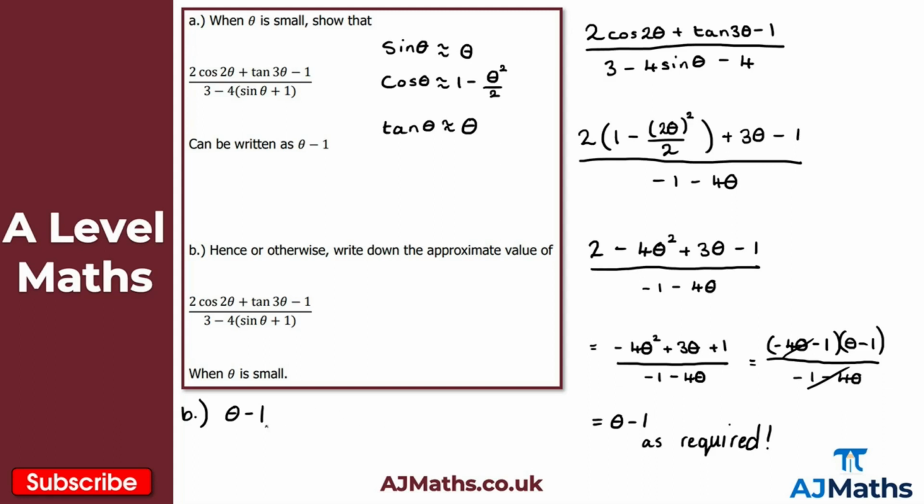So in that case, my theta minus 1, if theta is small, will be approximately simply minus 1. Because the theta we simply ignore, or in other words, you can think of it as 0, we get minus 1. That's the approximate value, and there we have it. So that's the solution to question 3. That brings the end of this video on the small angle approximations. In the next video, we're going to take a look at exam revision for radians.